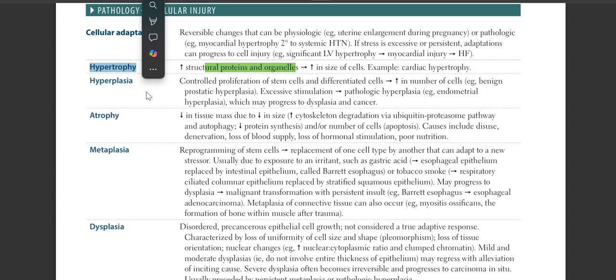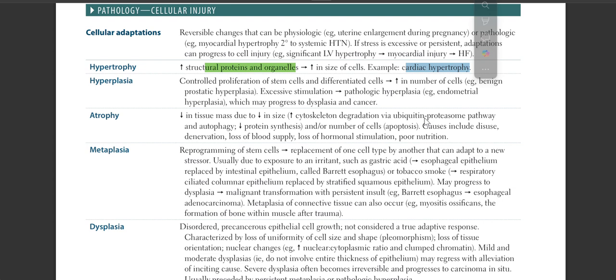Now, based on this, let's take the example that they've given us. They've given us cardiac hypertrophy. So what could be a reason why you have cardiac hypertrophy? Stress, yeah. For example, hypertension. So anything which increases the stress of the cardiac cells. Also increase with age, yeah, with age.